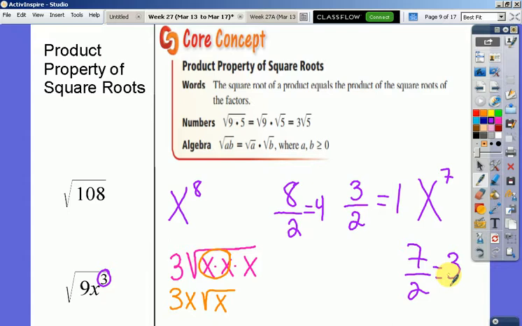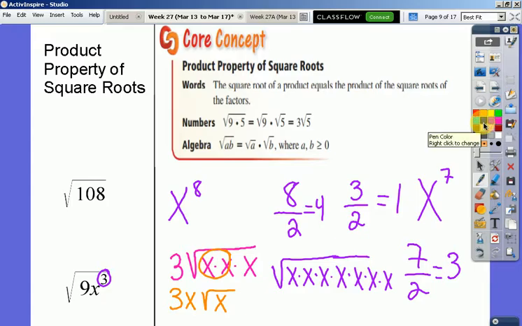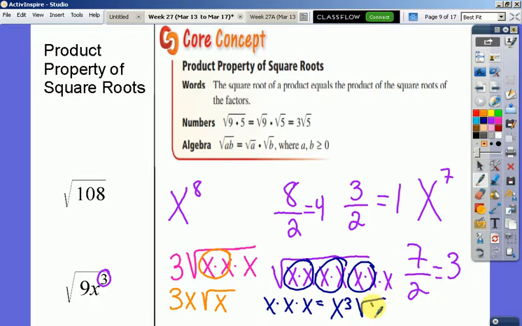And just to show you visually, x to the 7th, x times x times x, and x times x times x times x. So a pair, a pair, and a pair. So I have 3 pairs I can take out. So that's x times x times x, which is x cubed, right? That's x cubed, and then you have an x left over. That's if I was looking at x to the 7th. If I was square rooting x to the 7th. Does that make sense? Questions? Okay, cool.